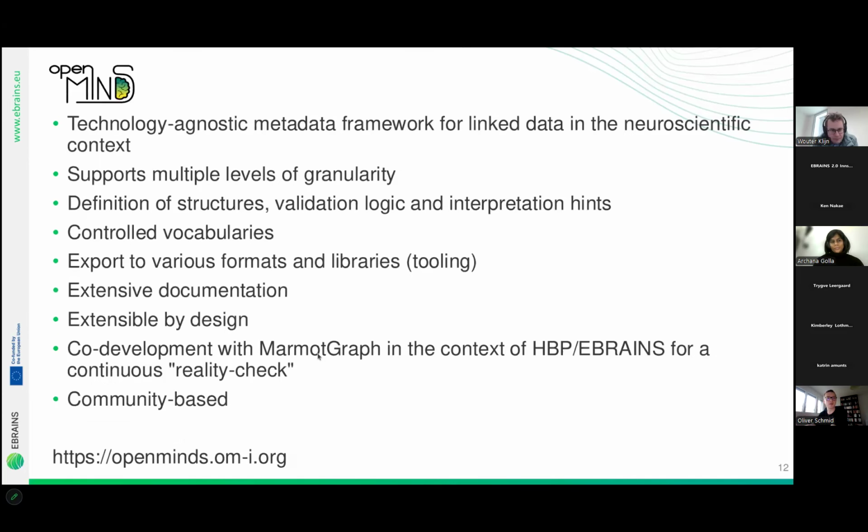That's it about Marmot Graph. Maybe a very, very brief information about Open Minds. It has been mentioned plenty of times. You find more information here at openminds.omi.org.